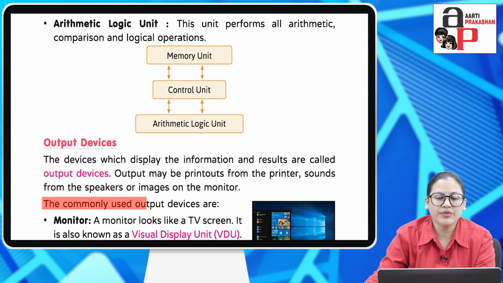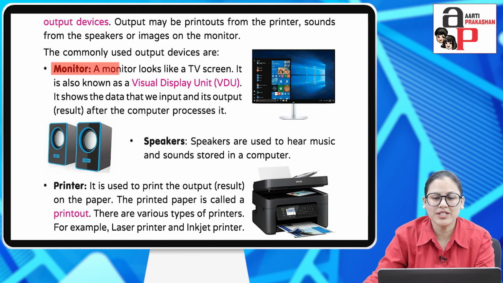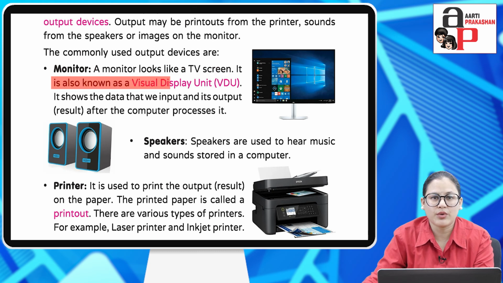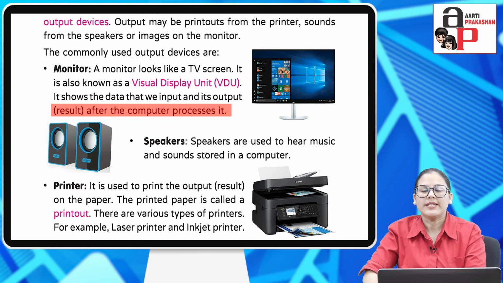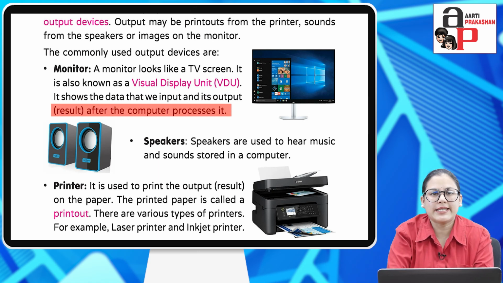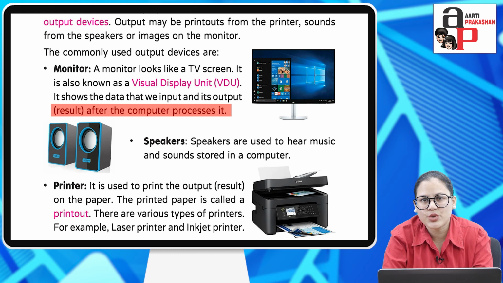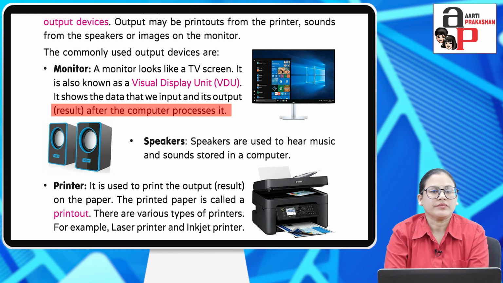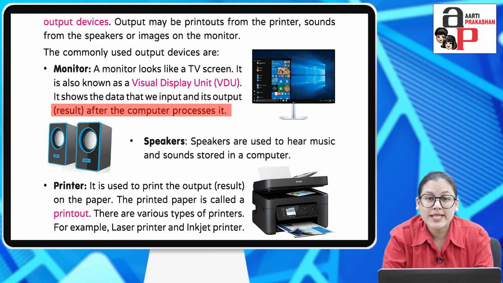The commonly used output devices are the monitor. A monitor looks like a television screen. It is also known as the visual display unit, VDU. It shows the data that we input and its output, that is the result after the computer processes it. See, this is the monitor and it looks exactly like our television screen. And the monitor is also known as VDU, that is visual display unit. So whatever we see on the screen after the result, that is the output.